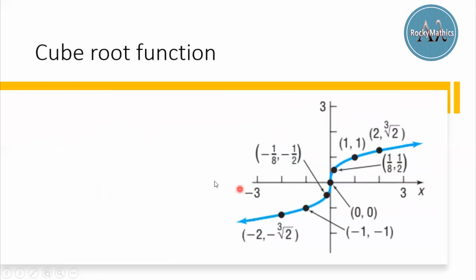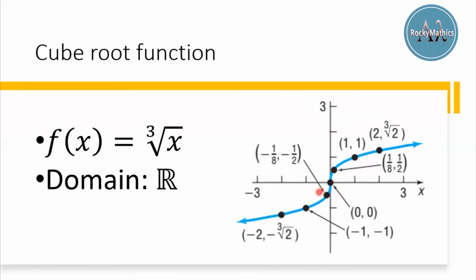Then the cube root function. The cube root function is given by this graph. As you can see, it's like the cube function, but in a different position, right? So this is the graph of a cube root function. Now, by just looking at the graph, what is the domain? The domain is R. How about the range? The range is also R, which is the set of all real numbers.